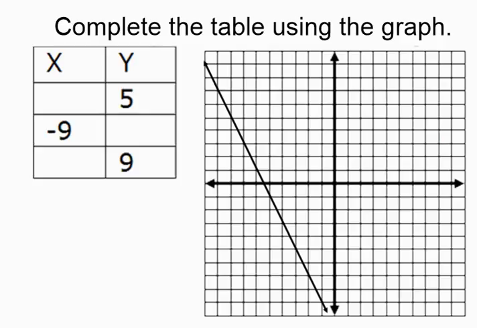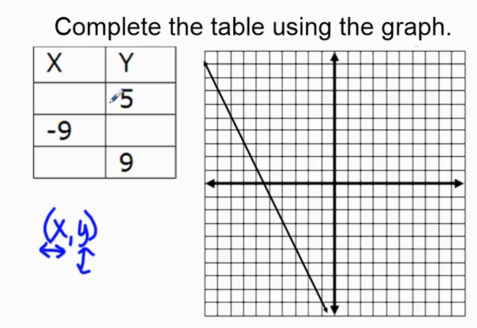In this example, we are asked to complete the table using this graph. So as we know, this line that has been graphed is a function, and each point across that function can be put into a coordinate point using x coordinates and y coordinates, where x shows our horizontal movement and y shows our vertical movement away from the origin.